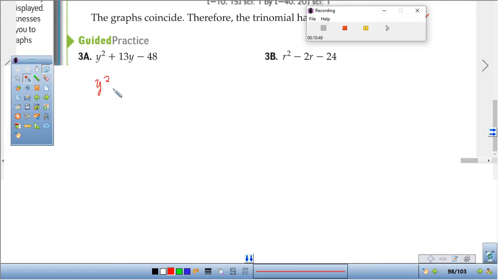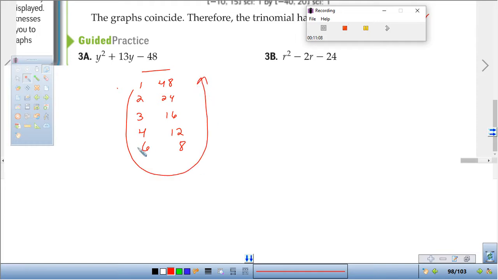I'm going to come here, y squared plus, you know what, it's already there. I'm going to get the factors of 48. Okay, 1 and 48, 2 and 24, 3 and 16, 4 and 12, 5, no, 6 and 8. Those are all my factors. You see how these numbers got closer and closer, and that's it.